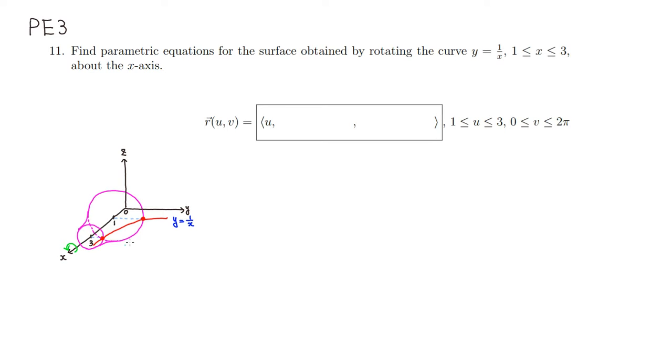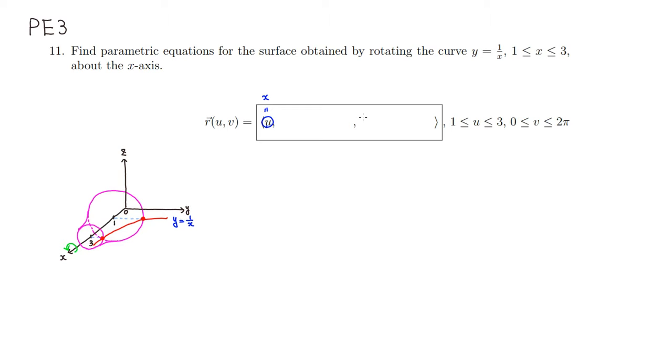I already drew the surface here. The red curve is y equals 1 over x, and if you rotate it about the x-axis, you get this surface, with x going from 1 to 3. Let's say x is already given to be u, so we have to use v and u to express the other two components.